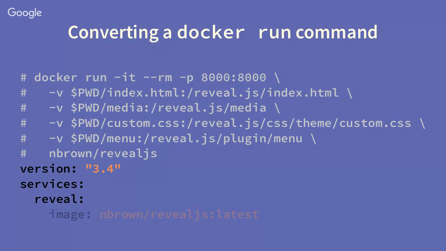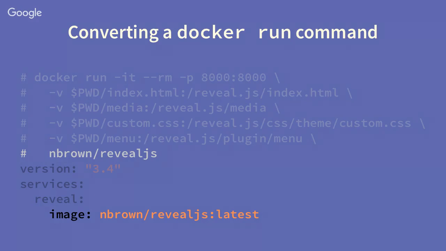So we're going to define the image first. The image is the brown Reveal.js. So we add an image attribute and give it location, and I want the latest version.